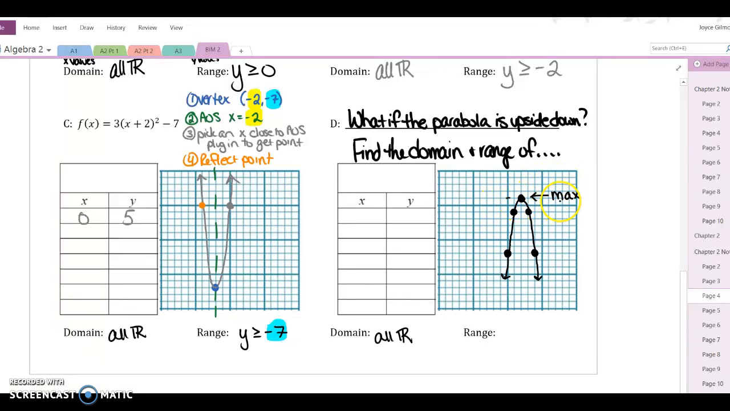What are the coordinates of this point? This point is 2, 6. So the maximum y value is 6. So our range is going to have to do something with 6. But are all of the y values bigger than 6 or smaller than 6? Smaller. So y is less than or equal to. If your graph is opening upside down, that switches. Instead of y is greater than or equal to, it'll be y is less than or equal to.